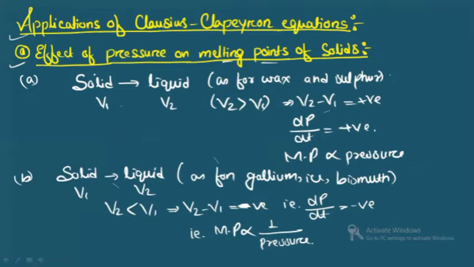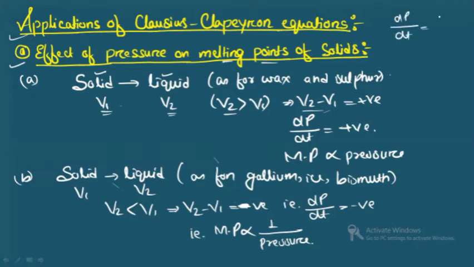Generally what happens when a solid is changing into a liquid? Suppose I'm considering the volume of solid to be V1 and the volume of liquid to be V2. Generally the volume increases when a solid changes its phase to liquid, as for wax or sulfur; you can consider that example. So when V2 is greater than V1, then V2 minus V1 is positive.